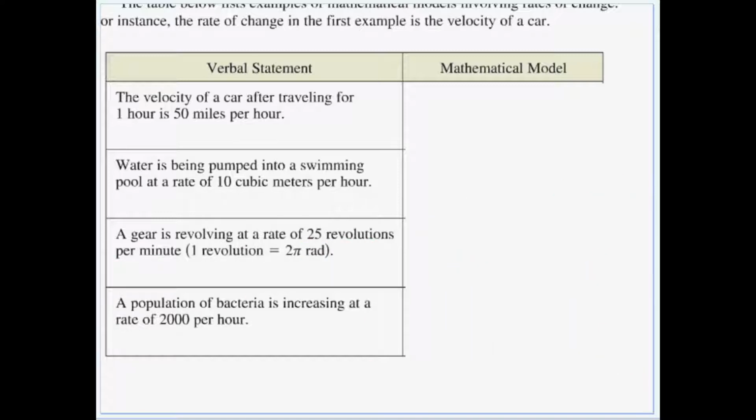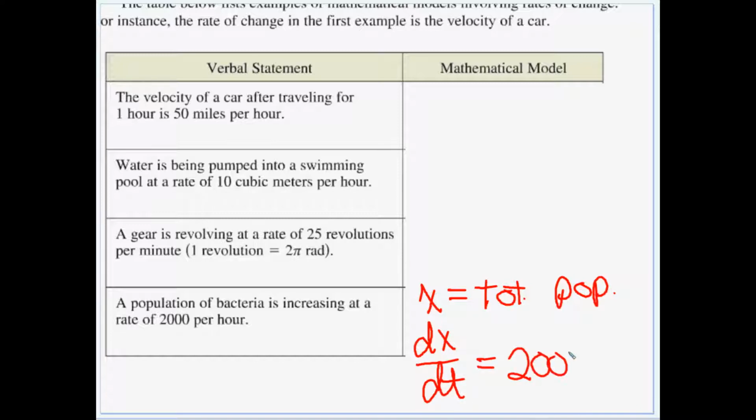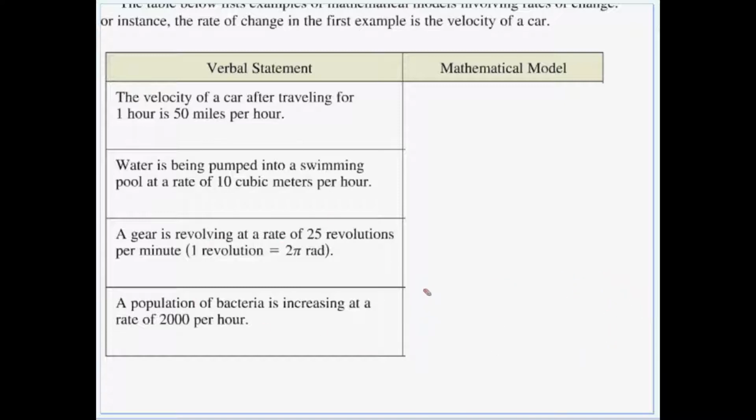Last one, we got a population of bacteria that is increasing at some rate, 2,000 per hour. So here we've got a population, it's increasing. So x is our total population. How is the population changing? Well, we would derive that population, dx, with respect to time, and that's equal to 2,000 bacteria per hour. That's supposed to be an r per hour. So there we go. Just some examples of how you're going to come up with these equations and rates based on a verbal description. Sometimes it can be pretty tricky.